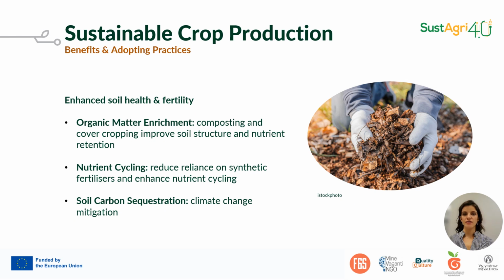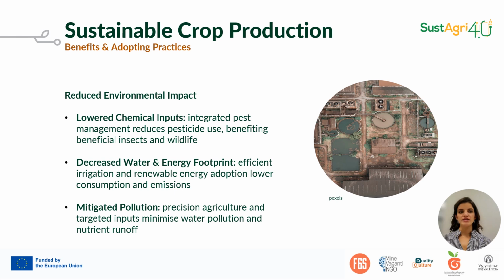Enhanced soil health and fertility are also essential components of sustainable crop production. Key practices include organic matter enrichment, nutrient cycling, and soil carbon sequestration. Sustainable crop production conserves resources, improves soil health, and reduces environmental impact, promoting a sustainable and resilient agricultural system.